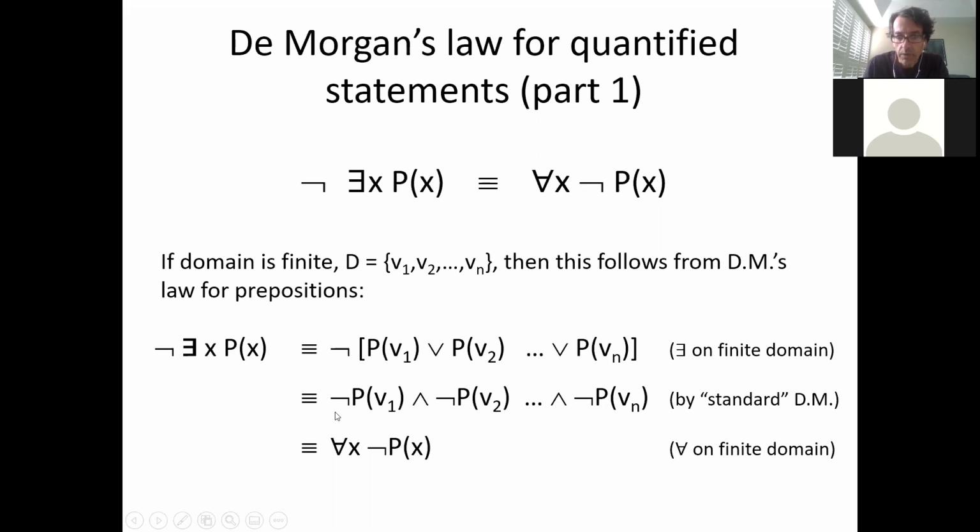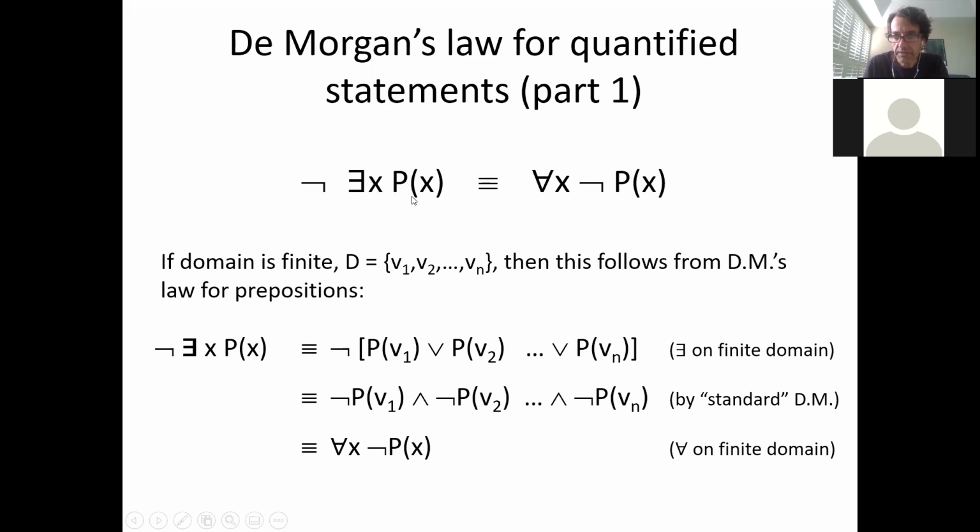And now I can express this using a universal quantifier, because what is the big conjunction? P is not true at V1 and P is not true at V2. So basically the not-P proposition holds for all X. Otherwise put, P is false for all X.